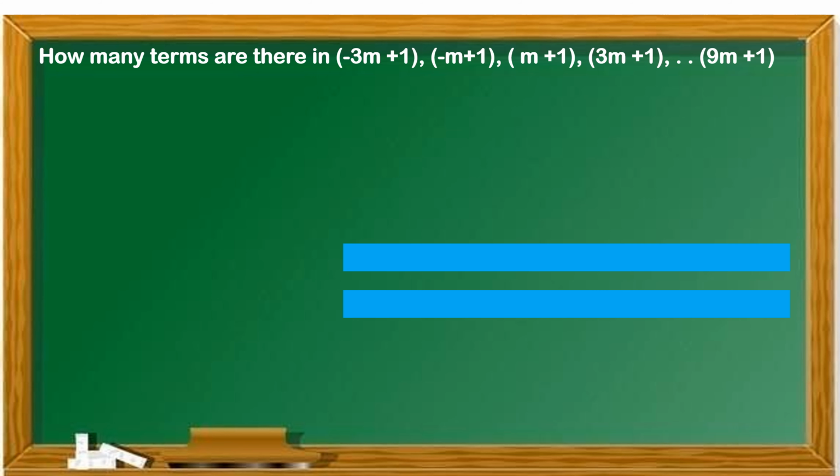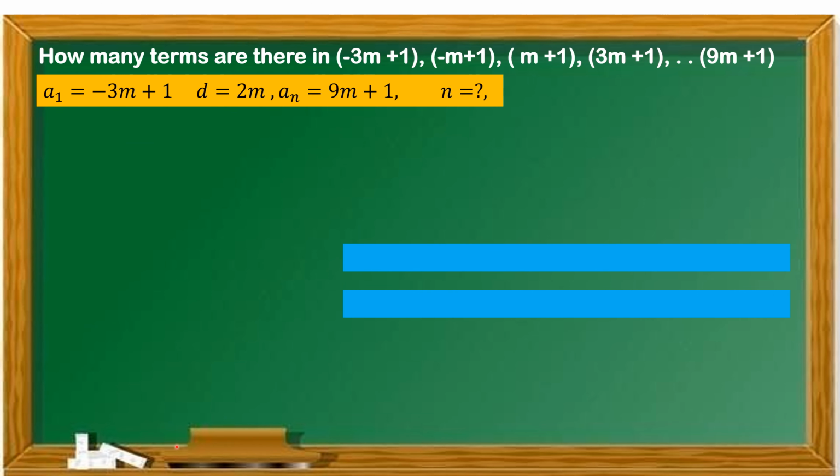Negative 3m plus 1, negative m plus 1, m plus 1, 3m plus 1, until the last term, which is 9m plus 1. As to what term 9m plus 1 is in the sequence, let us have the given data. So our first term is negative 3m plus 1. Our common difference is 2m. And how did we get the common difference 2m?